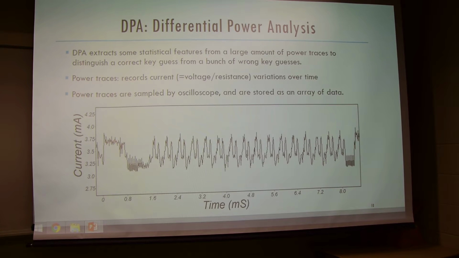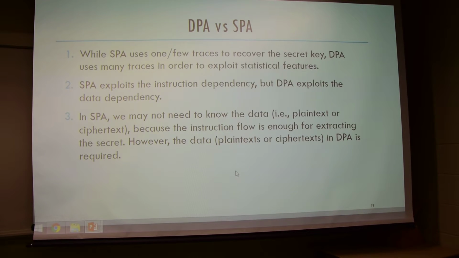So the power trace is also stored as an array. It should be like this. And the main difference between DPA and SPA is that while SPA uses one trace or only a few traces to recover a secret key, DPA needs a large amount of power traces in order to exploit the statistical features. And SPA exploits the instruction dependency, and the DPA can exploit the data dependency.